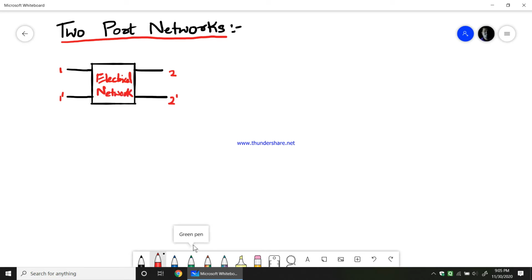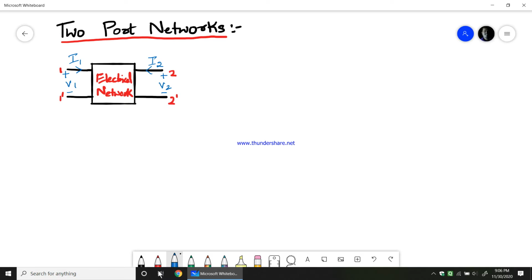In the discussion of two-port networks, we normally assume the current at the input port is entering, and we also assume the current at the output port is also entering. This is terminal 1 and this is terminal 2. This is port 1 and port 2, therefore we call this a two-port network, whereas across port 1 the voltage is V1, and across port 2 the voltage is V2.